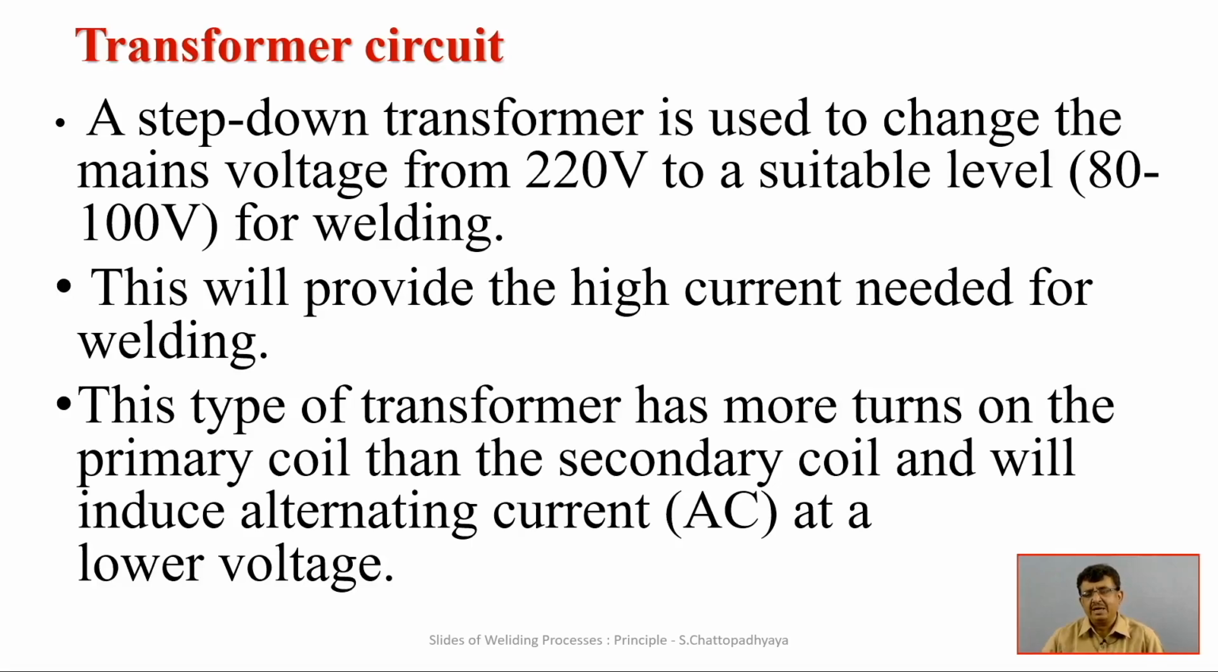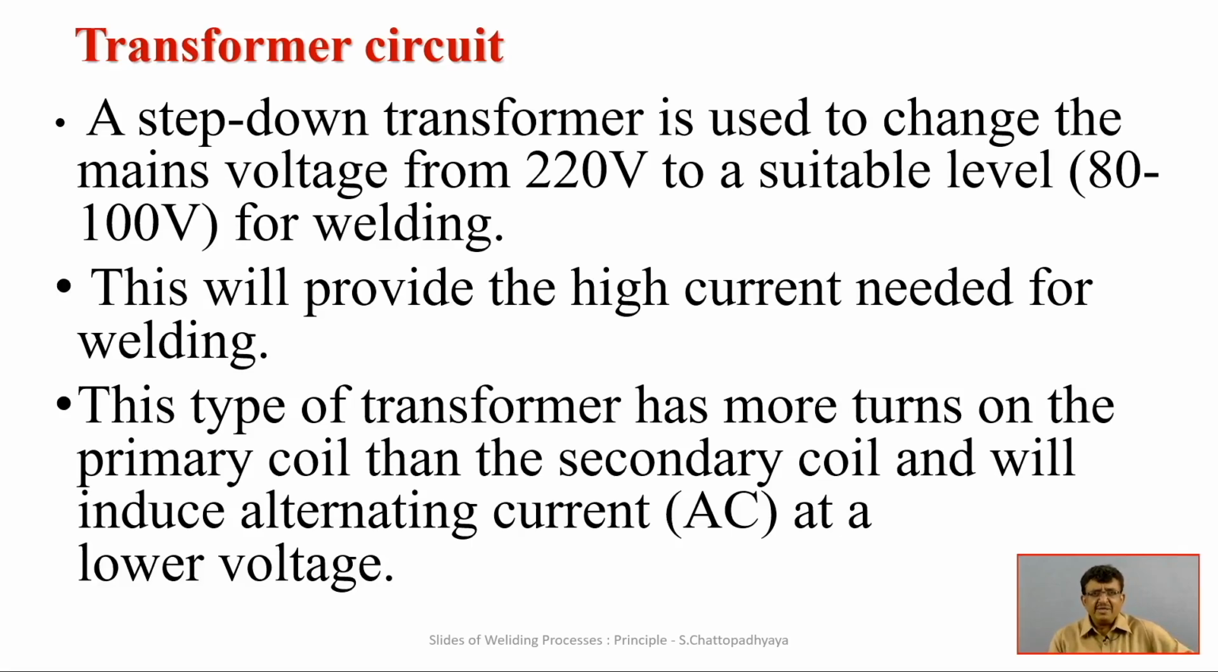And how do we get the higher current? At the compromise of the voltage. So V1 I1 is equal to V2 I2. In order to reduce this voltage, we have to use a step down transformer. That means the voltage will be reduced so that the current will, in equal proportion, be increased. So 220 volts is coming down to 80 to 100 volts for welding, and subsequently the current goes up.